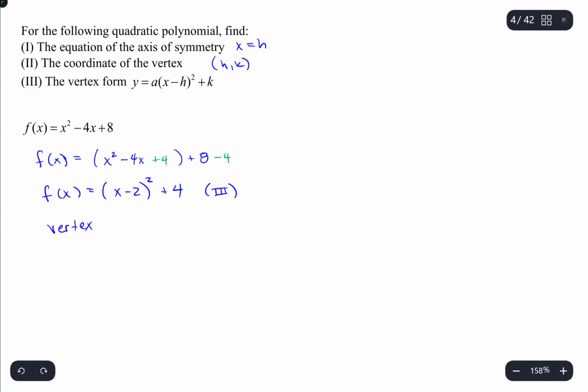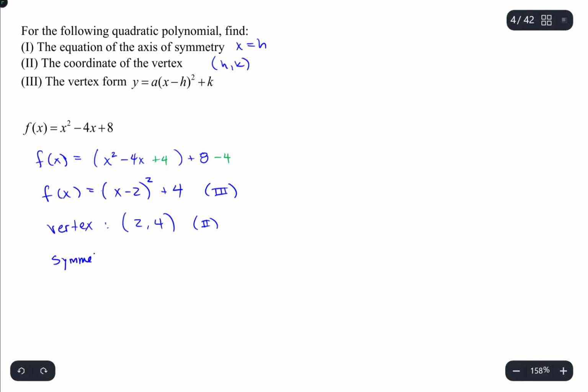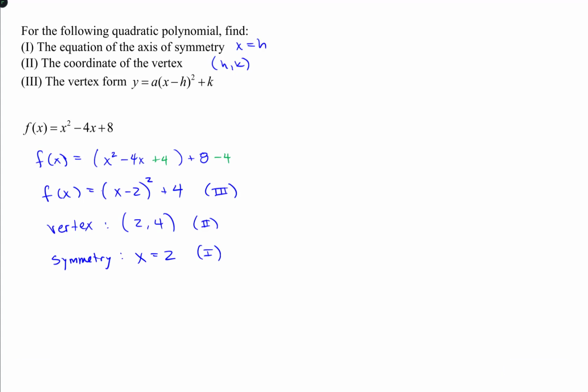The vertex itself is 2 and 4. So remember, we take the opposite of this number and the literal of this one. And so that's the answer to part 2. And then the axis of symmetry is going to be x equals 2, and it's just a straight line going through the x-coordinate of the vertex, so that's the answer to part 1.